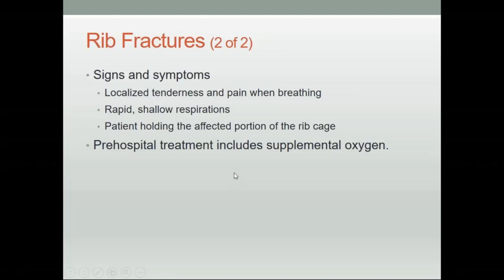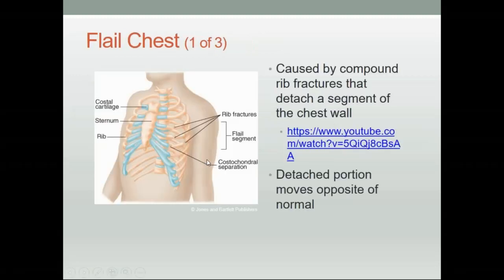Treat it with supplemental oxygen. Give them something to kind of splint that chest. We're not going to take an elastic wrap and put a real tight wrap around their chest like you see in the movies or on the sideline in football games, that kind of stuff. That compromises chest wall expansion, so we can cause the additional problems that we're trying to prevent.